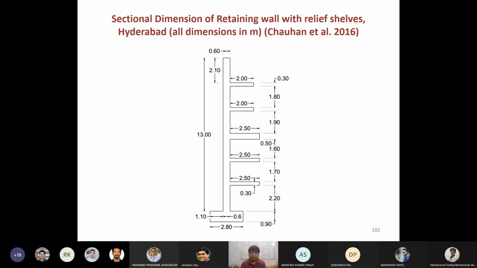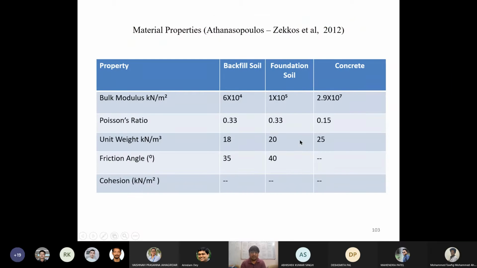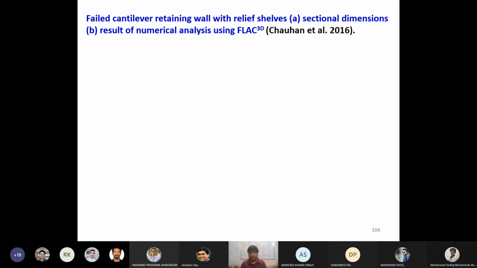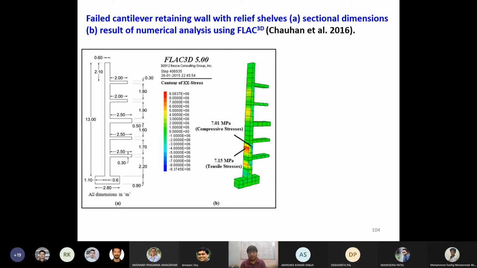Okay, and also they have varied the thickness of the relief shell ranging from 0.3 meter to 0.5 meter. Because we didn't have any kind of soil property, we have considered suitable backfill properties for the analysis of such kind of wall. And I have simulated this particular wall in Flat 3D, and what I have noted is really very interesting.